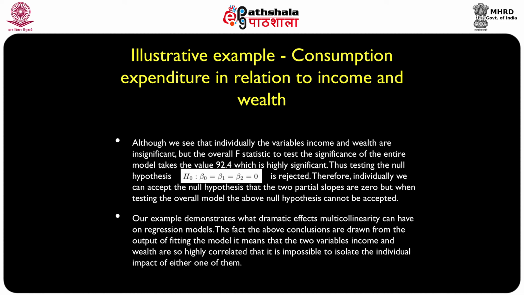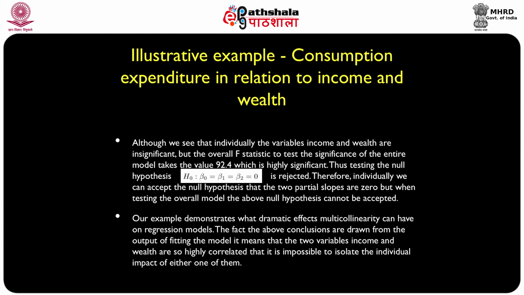Now, although we see that individually the variables income and wealth are insignificant, the overall F statistic, which is also shown in the R output to test the significance of the entire model, takes the value 92.4, which is highly significant. Thus, testing the null hypothesis H naught such that beta naught equals beta 1 equals beta 2 equals 0 is rejected. Therefore, individually, we can accept the null hypothesis that the two partial slopes are 0, but when testing the overall model, the above null hypothesis cannot be accepted.